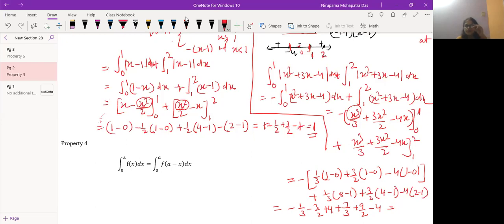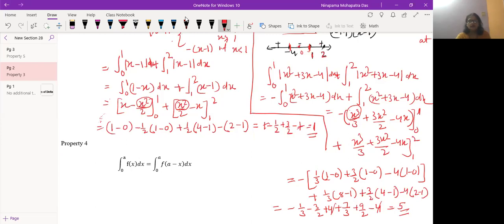So is it clear? You can calculate here: minus 1 by 3 plus 7 by 3 is 6 by 3, so it means 2. Then 3 by 2 plus 9 by 2 gives 3 with the sign. Then 5 minus 4 plus 4 cancelled. So you are getting 5 here. Okay, your answer is 5.